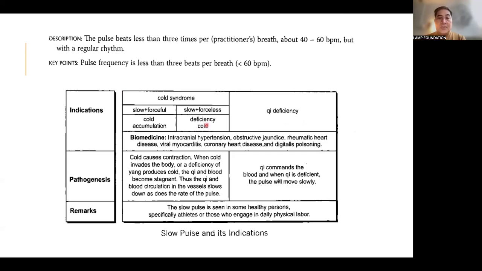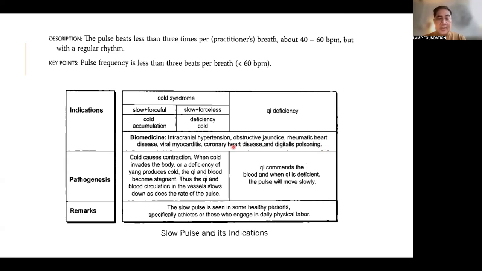So the biomedicine counterpart would be intracranial hypertension, obstructive jaundice, RHD or rheumatic heart disease, viral myocarditis, because the pulse is slow. So you need to be very careful when you have patients whose pulses are slow. You need to really refer, because who knows, it may be any of these. It could be viral myocarditis, or there might be coronary heart disease and digitalis poisoning, okay?